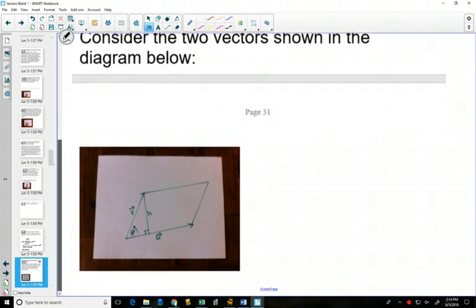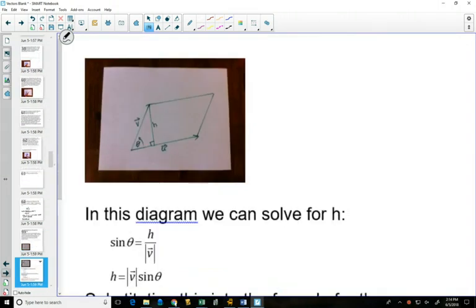Okay? So here I've got a diagram shown. Well, I think I've got it on the next screen too. There's our diagram of a parallelogram. And so we would need base times height.